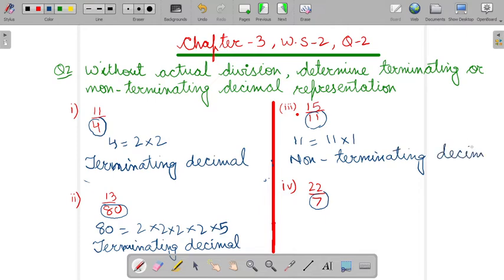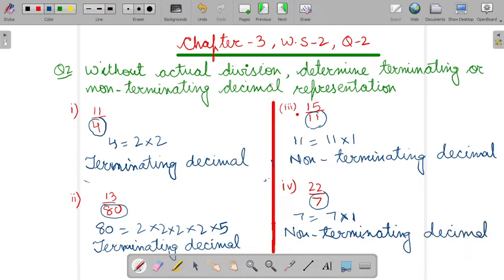Always, while doing the question to find out terminating or non-terminating without actual division, you will look at the denominator. Here the denominator is 7. So the prime factors would be 7 into 1. The prime factor is other than 2 and 5, so it would be a non-terminating decimal expression. So remember, either 2 or 5 or both.